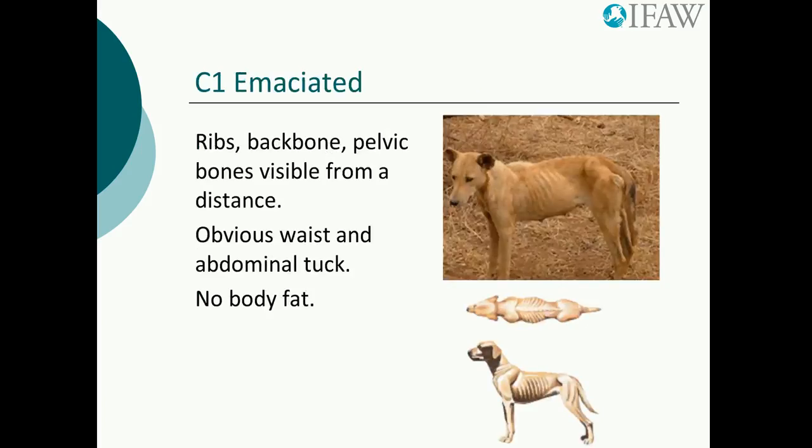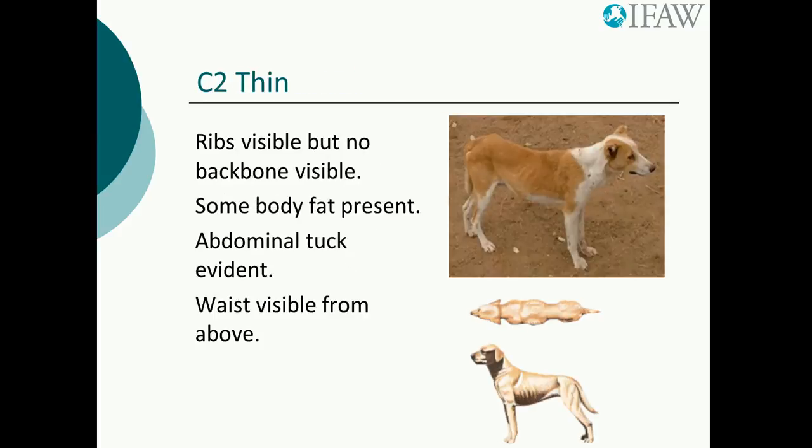So an emaciated dog is one where the backbone is visible and the pelvic bones are also visible from a distance. They have an obvious waist and a very clear abdominal tuck, and you can see in the photo that you can really see the backbone on this dog. A thin dog is one where you can see the ribs, but the backbone is not visible. So there's a little bit of body fat, but you can clearly see the ribs.